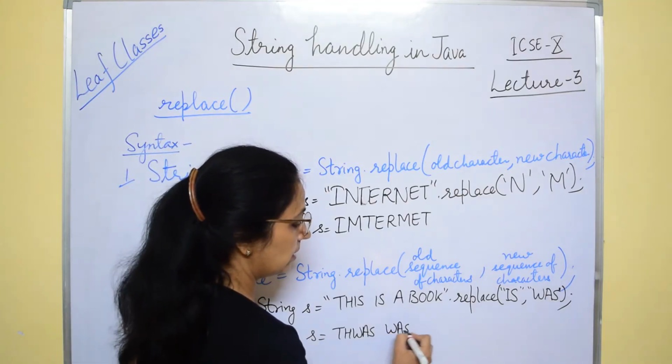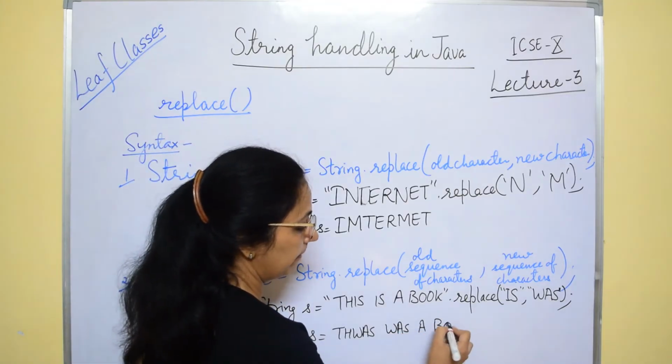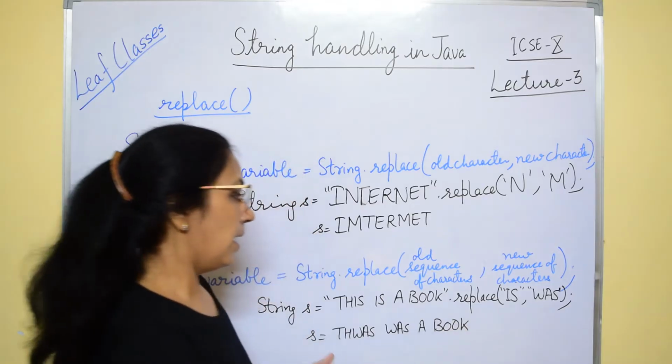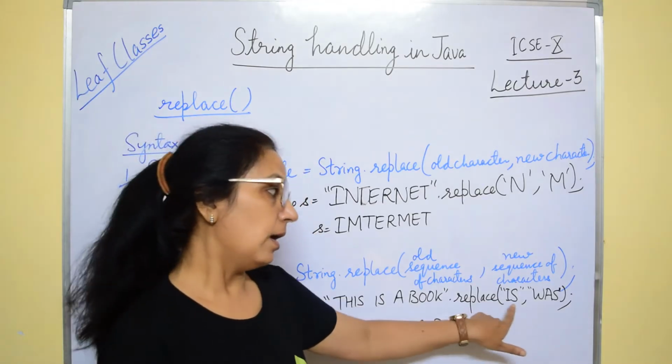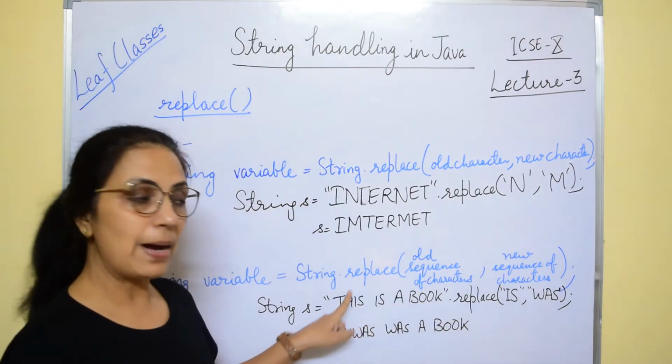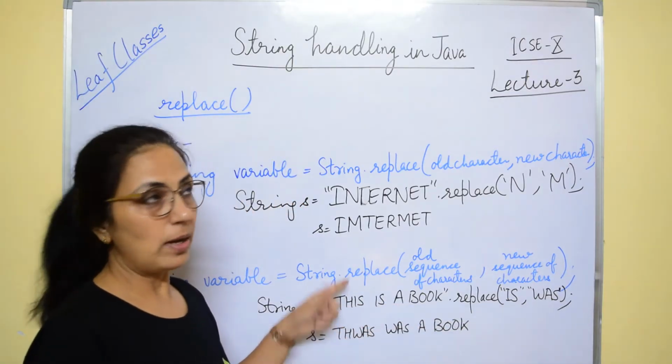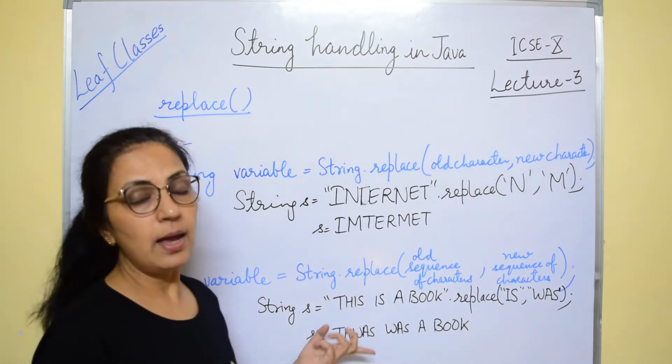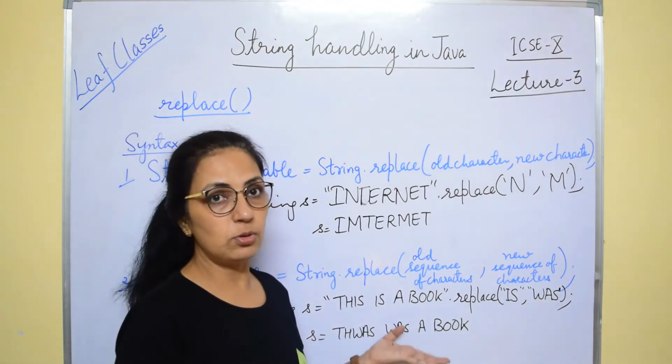Wherever this IS sequence of characters is coming, that will be replaced by this new sequence of characters. So, was a book. It will replace the old string with the new string even if that is a part of a word. Okay. So I hope this function is also clear. In case of any doubt, please do comment.